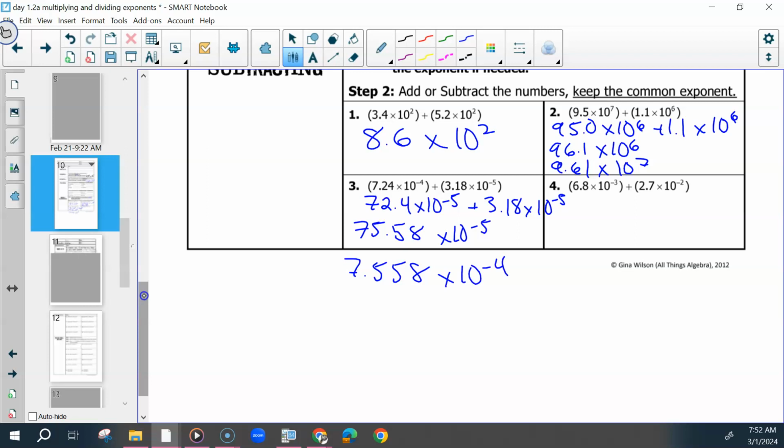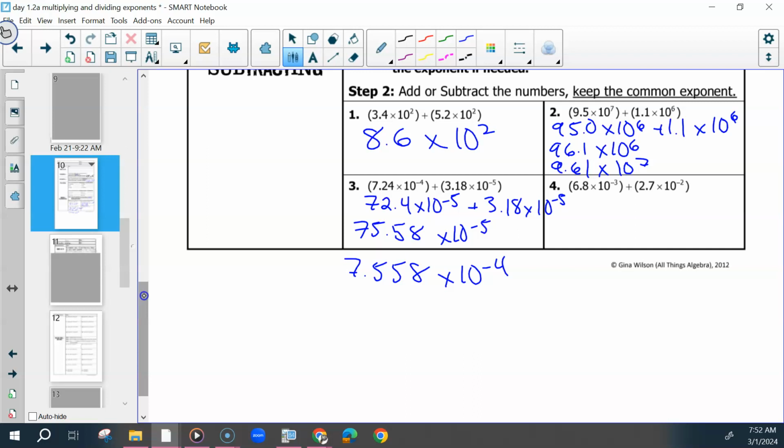So your final answer has to be in true scientific notation. You could not leave your answer like 75.58. Wait, how is it connected to 4? We moved the decimal place back to the left, so we had to add 1 to the exponent. Wait, so wouldn't that be -6? So adding, not subtracting. Right, on to the next page.